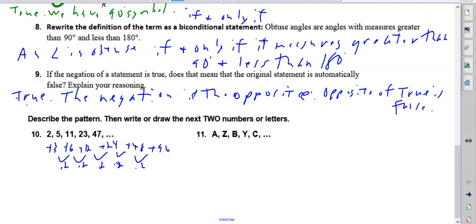So now I just need to add 47 plus 48 and get 95. And then if I add 95 plus 96, I get 191.